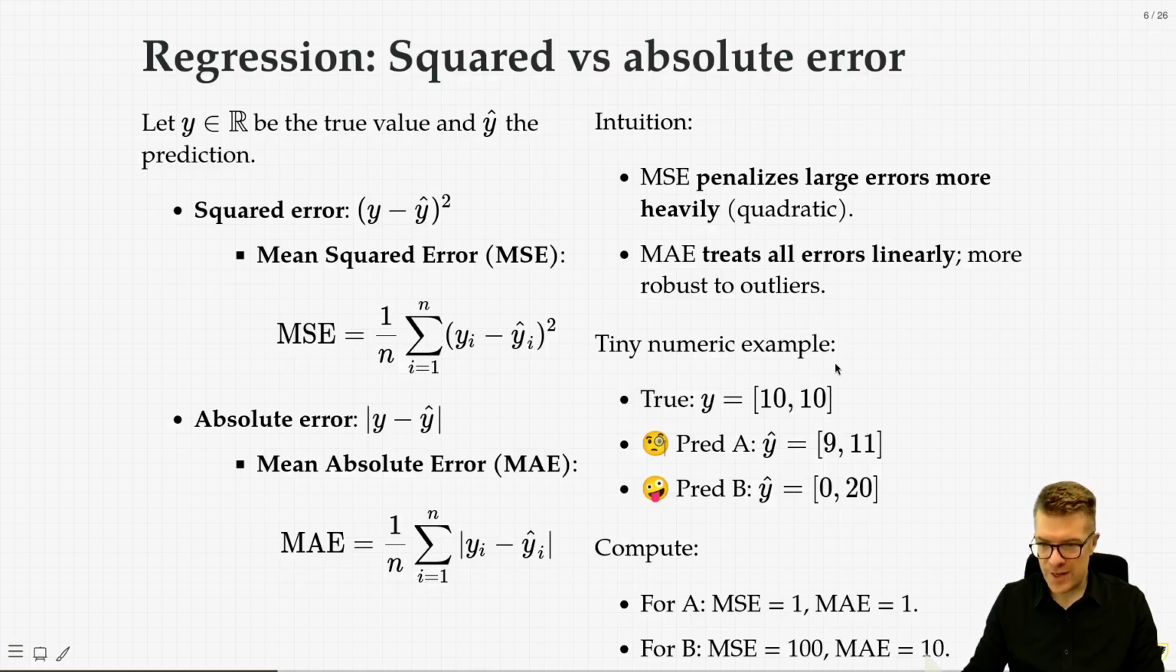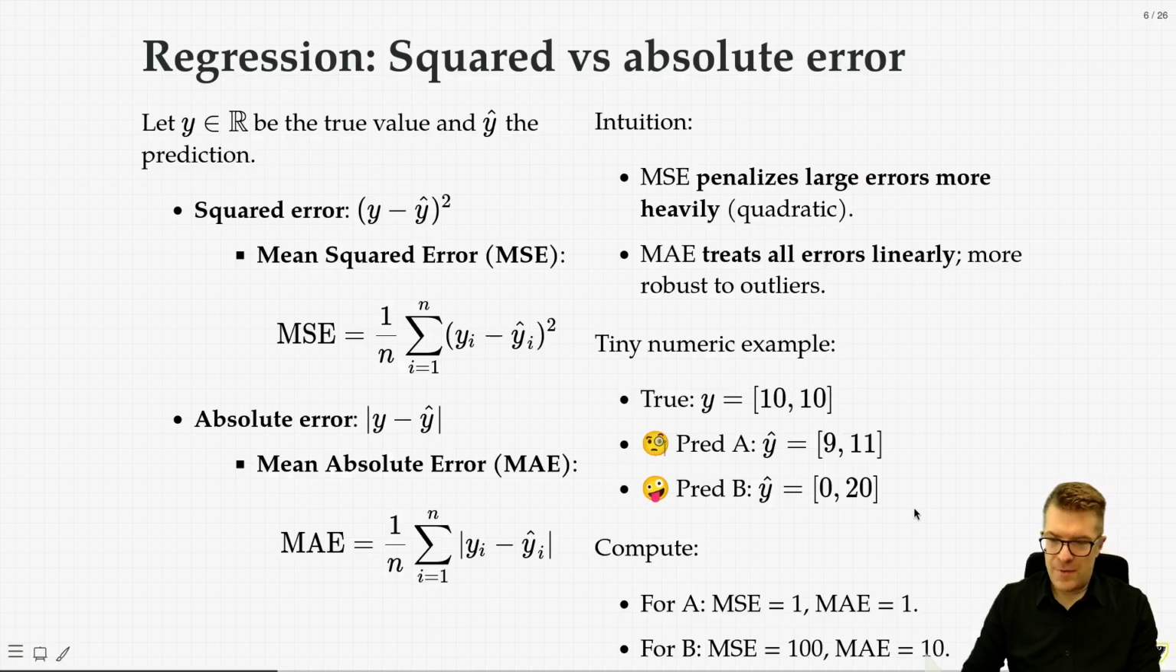Well, let's take this kind of toy example. We have two instances in our test set, and the two correct outputs are 10 and 10. Right, so data point 1, data point 2, the outputs in both instances are just 10. So model A is a better model in this case. It predicts a little bit closer to the truth. It gets 9 and 11. And model B, which is way off here, in those two instances will predict 0 and 20.